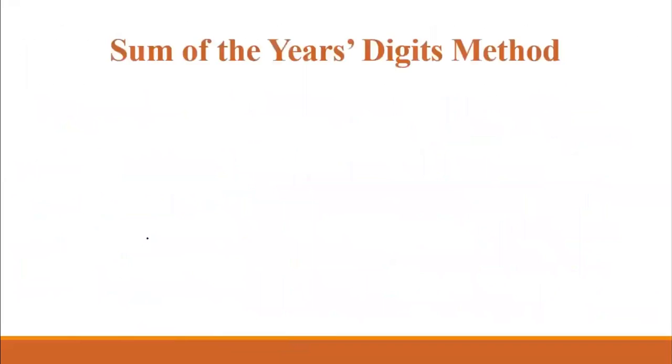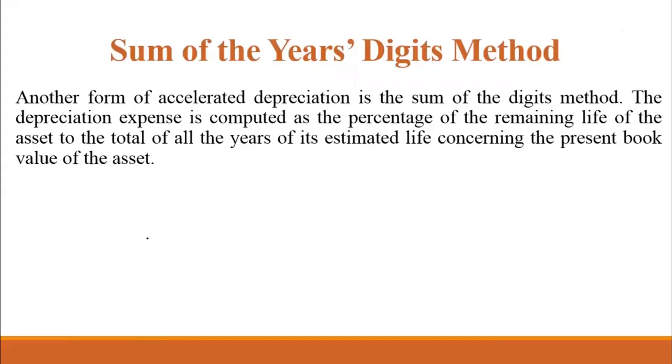Okay? And we also have the sum of the years digit method. So, this is another form of accelerated depreciation. Okay? So, accelerated siya. So, the sum of the digits method. Alright? So, the depreciation expense is computed as the percentage of the remaining life of the asset to the total of all the years of its estimated life concerning the present book value of the asset. Okay, so how are we going to compute the depreciation expense?